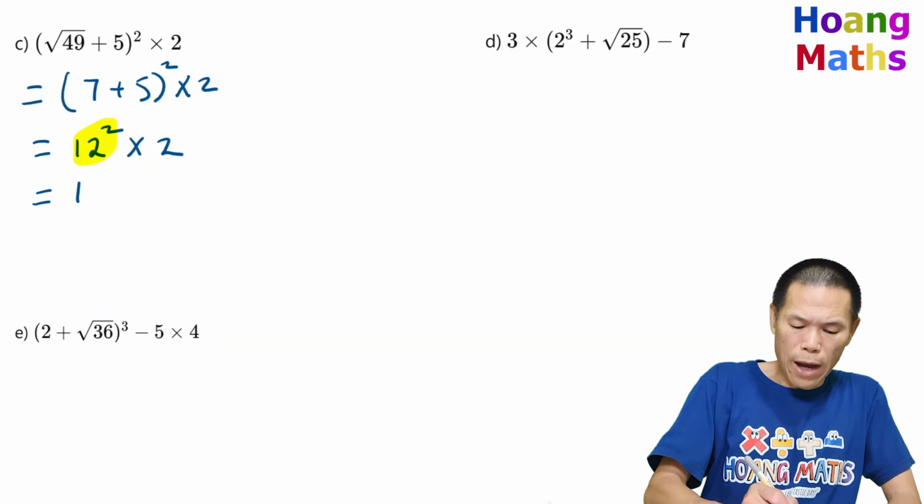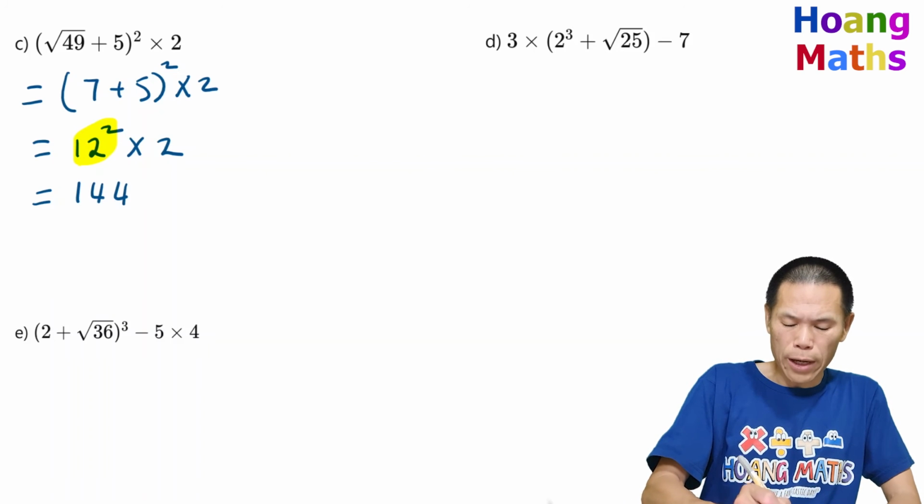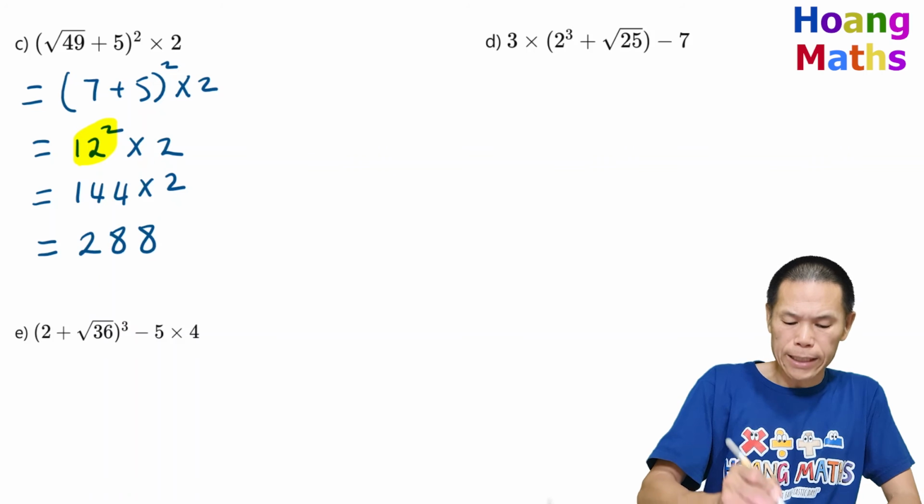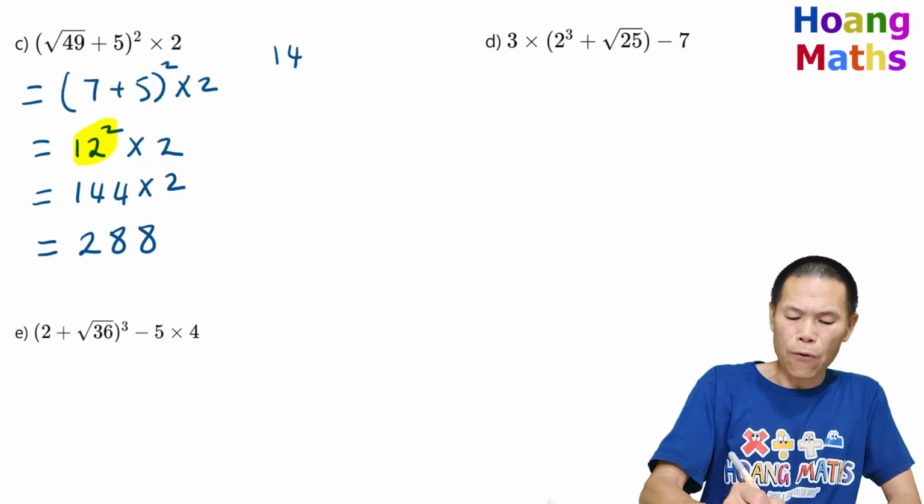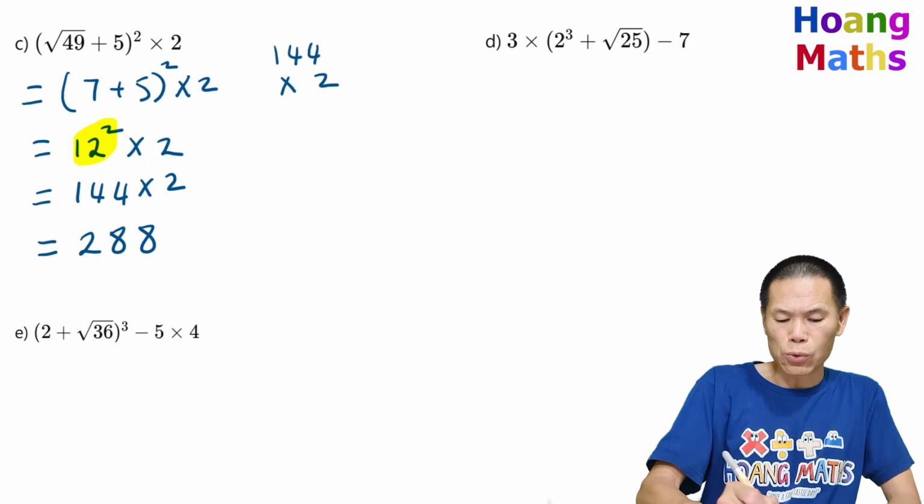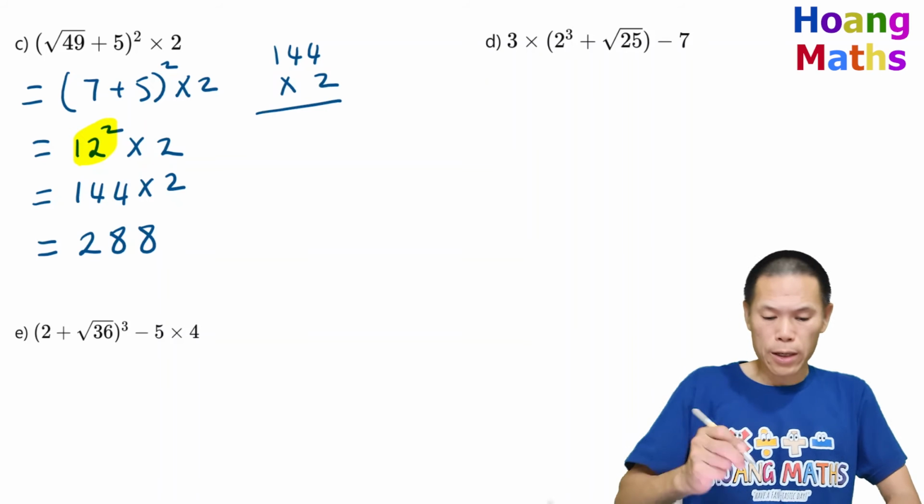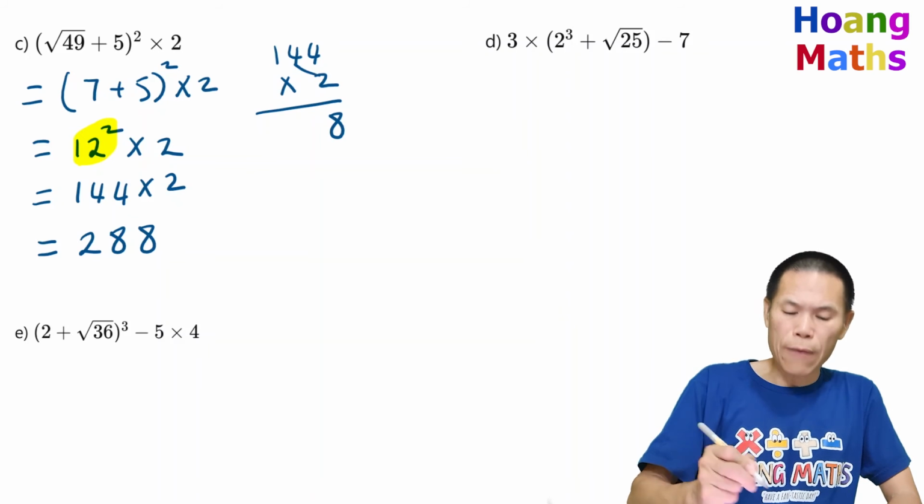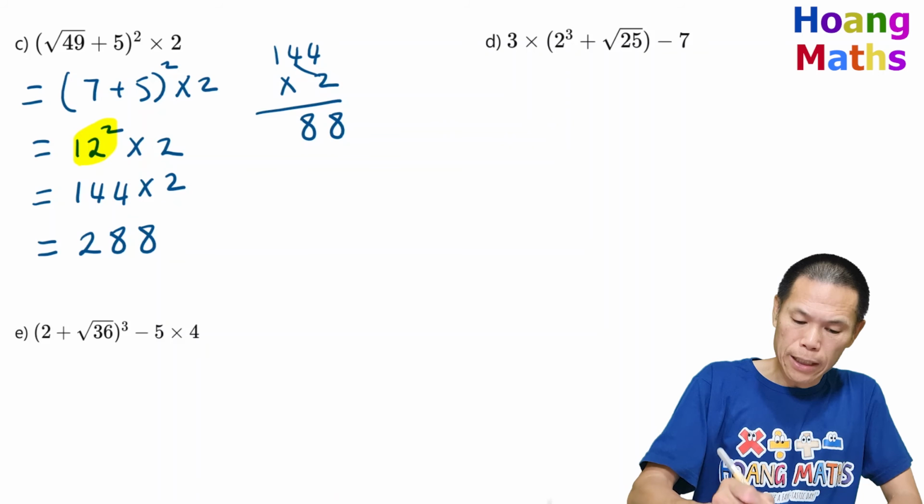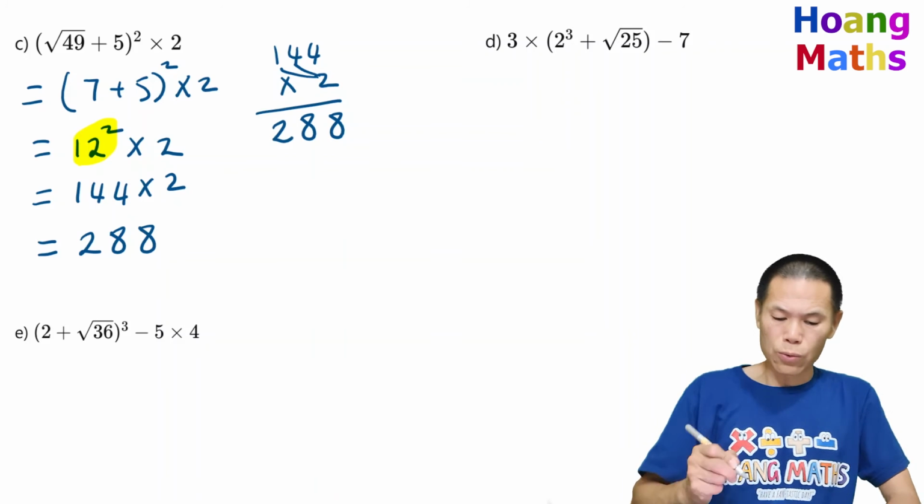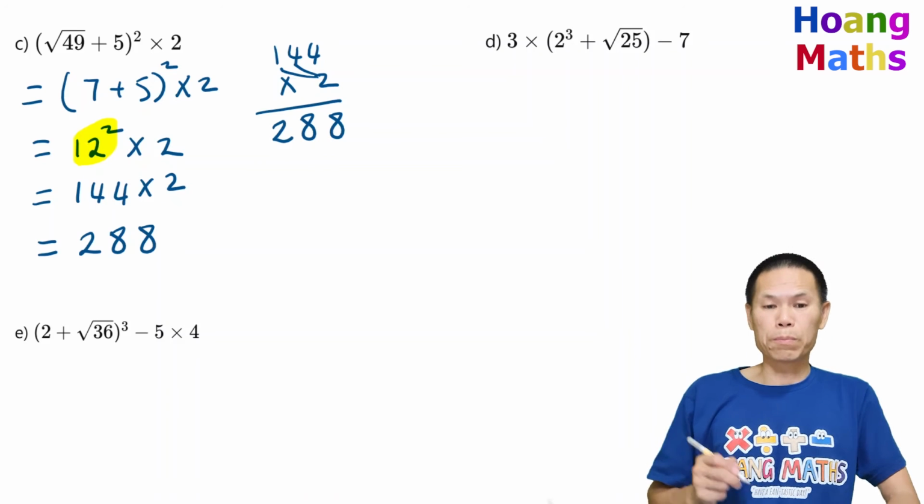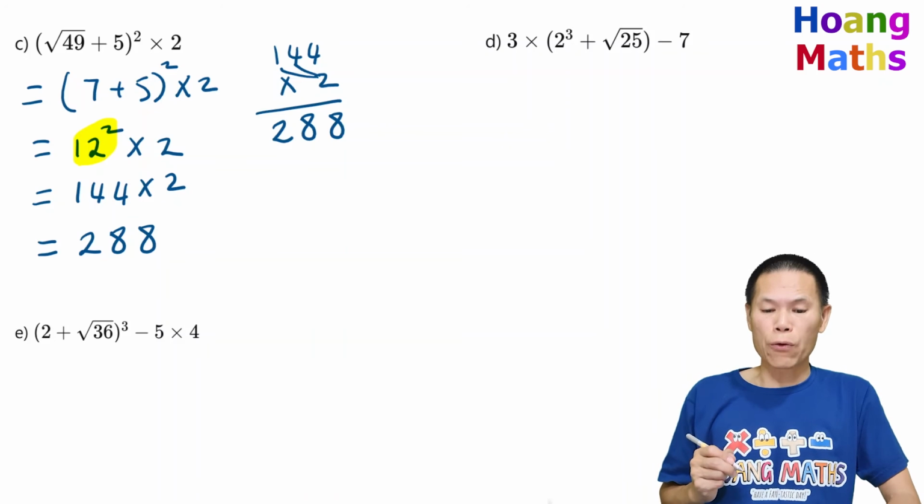So that gives you 144, and we times 2. Of course, that will give me 288. So otherwise, you go 144, you times 2. And 2 times 4 is 8. We have 2 times 4 again, gives me 8. And 2 times 1 is 2. So there you go, part C. And I hope you got it correct.